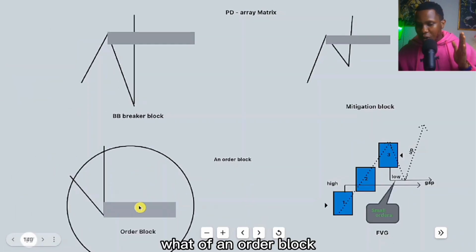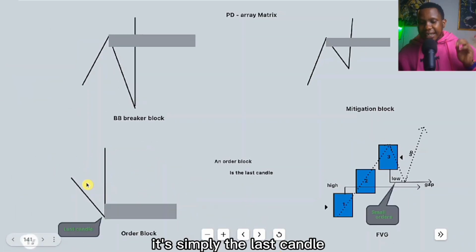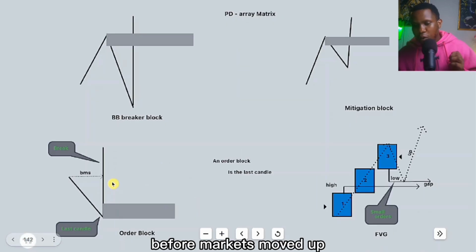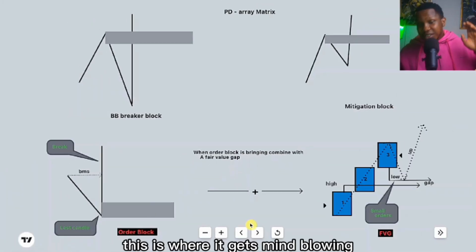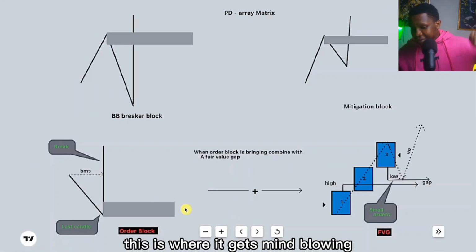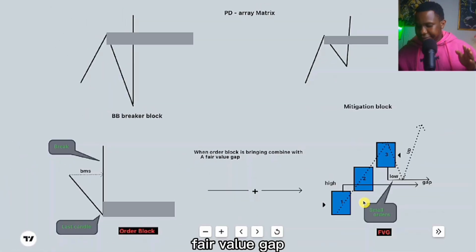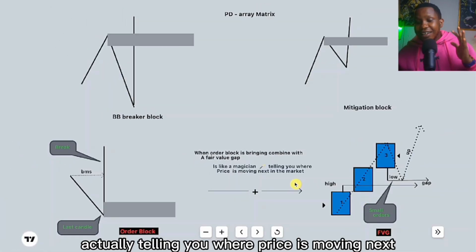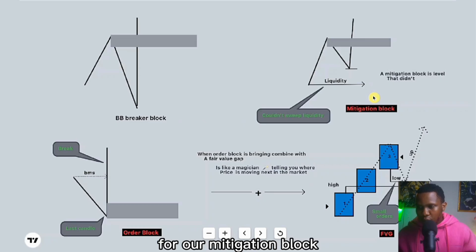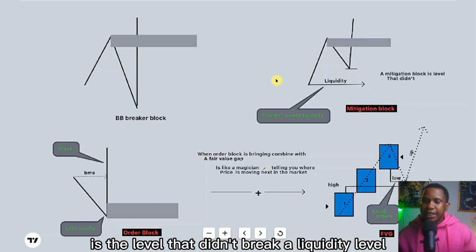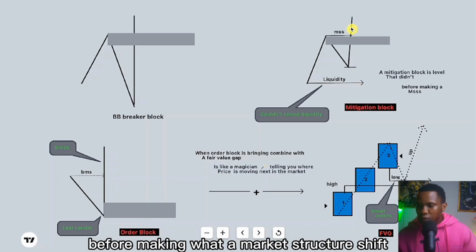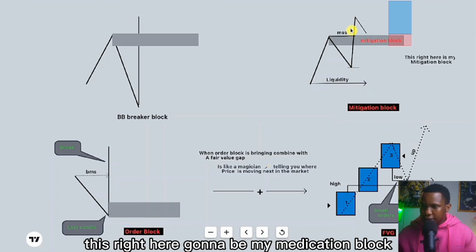What of an order block? It's simply the last candle before the market moved up. This is where it gets mind-blowing. When an order block is combined with our fair value gap, it's like a magician actually telling you where price is moving next in the market. A mitigation block is the level that didn't break a liquidity level before making a market structure shift. This right here is going to be my mitigation block.